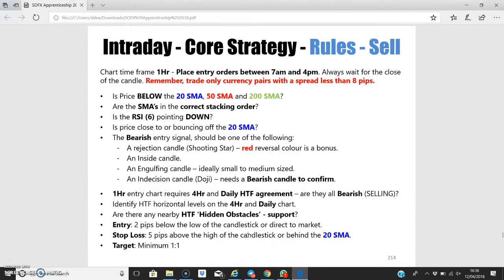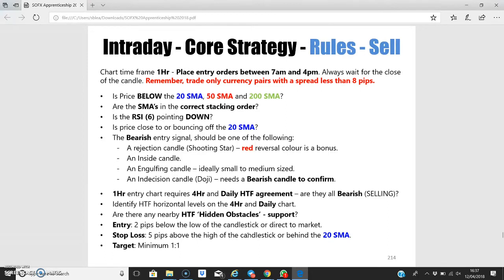Core strategy rules for a sell. Chart time 1 hour. Place entries between 7 a.m. and 4 p.m. Always wait for the close of the candle. Never enter a trade halfway through a candle. Remember, trade only currency pairs with a spread less than 8 pips.